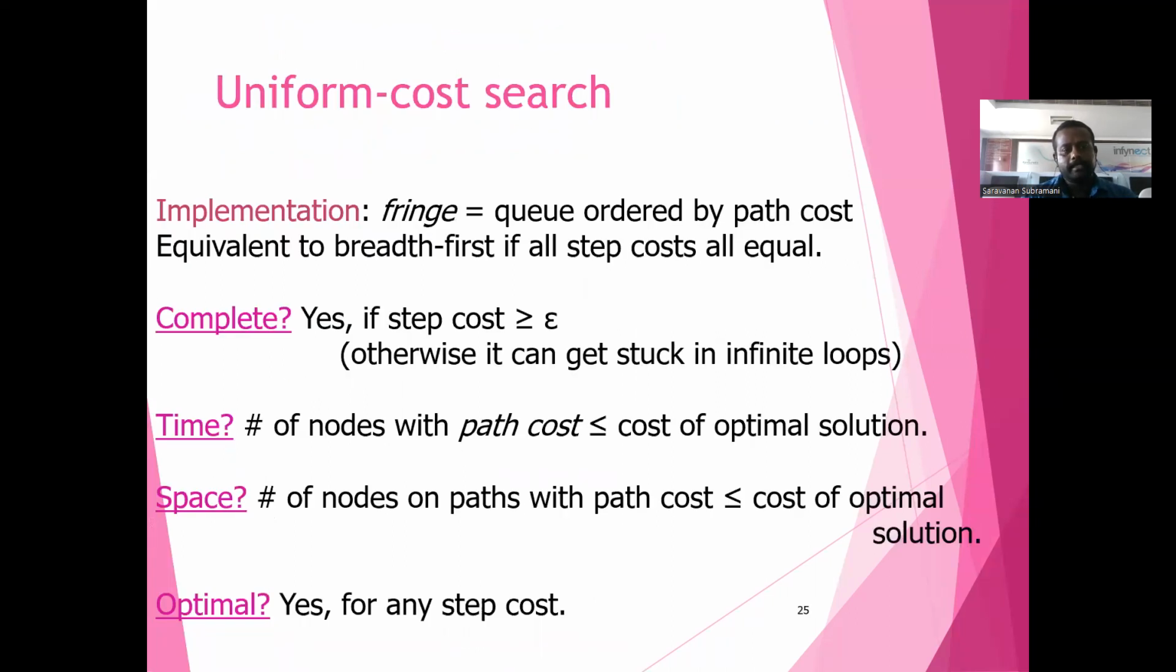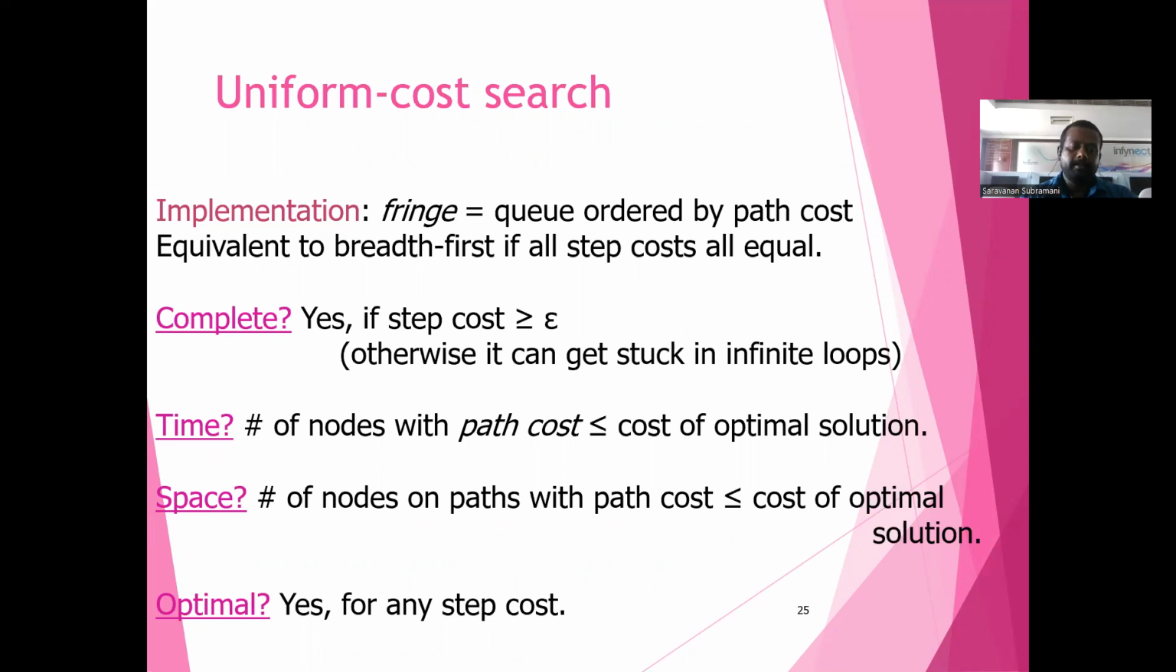According to this implementation, the fringe is a queue ordered by path cost. It is equivalent to breadth first if all step costs are equal, because it is a uniform cost search. So all the step costs are equal here. According to the properties of this process, completeness is yes, it is complete if the step cost is greater than or equal to some epsilon. Otherwise, it can get stuck in infinite loops.